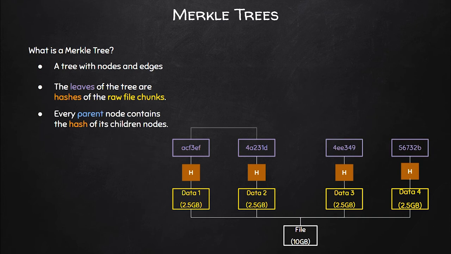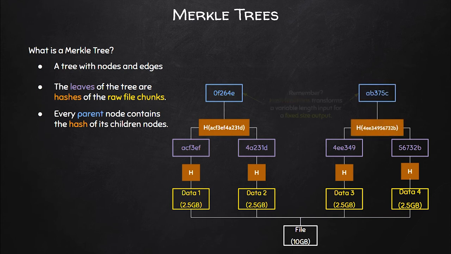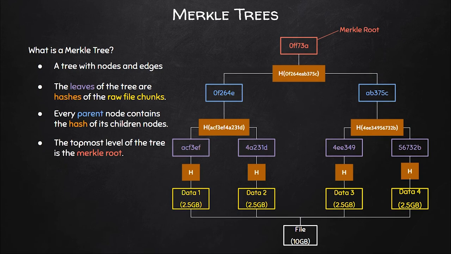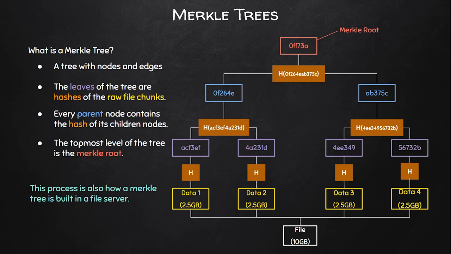Next, a parent node is created containing the hash that is computed from two adjacent child nodes. What is actually passed into the hash function at this point is the concatenation of the two hashes below it, otherwise called its children. Finally, this process is repeated until the Merkle root is reached, containing a hash that is computed from all the child nodes in the Merkle tree. With this, a Merkle tree is formed from a file in the server's file system. This process, from the separation of a file into individual file chunks and the computation of the hashes from the leaves to the root, is how a Merkle tree is built inside a file server.